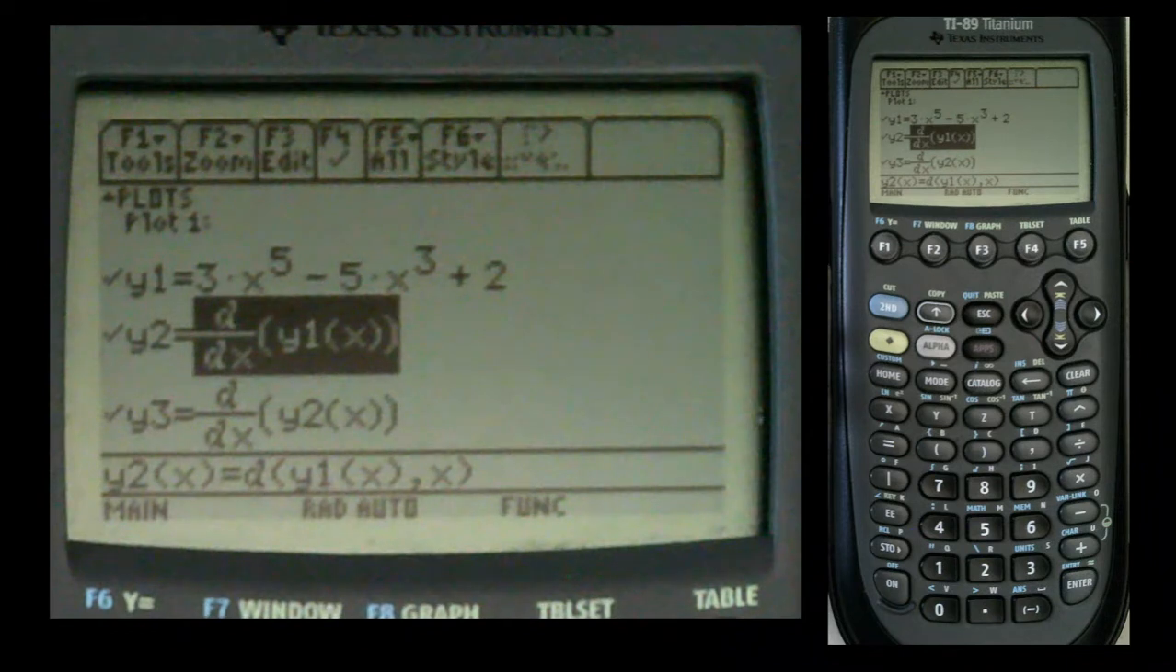A lot of times you'll get a problem where they give you a function and they want you to find the critical points or find the antiderivative or find the area over a certain period of time. So this will save you that trouble.